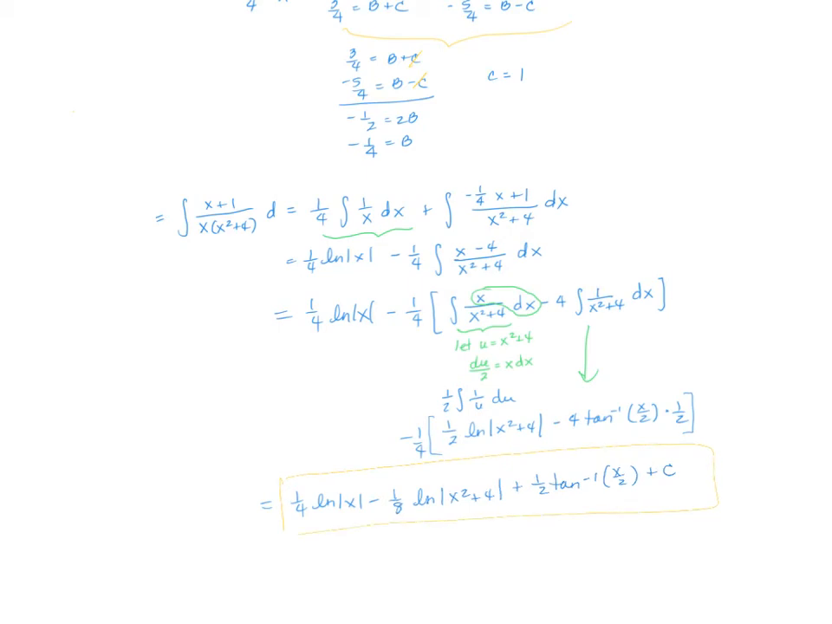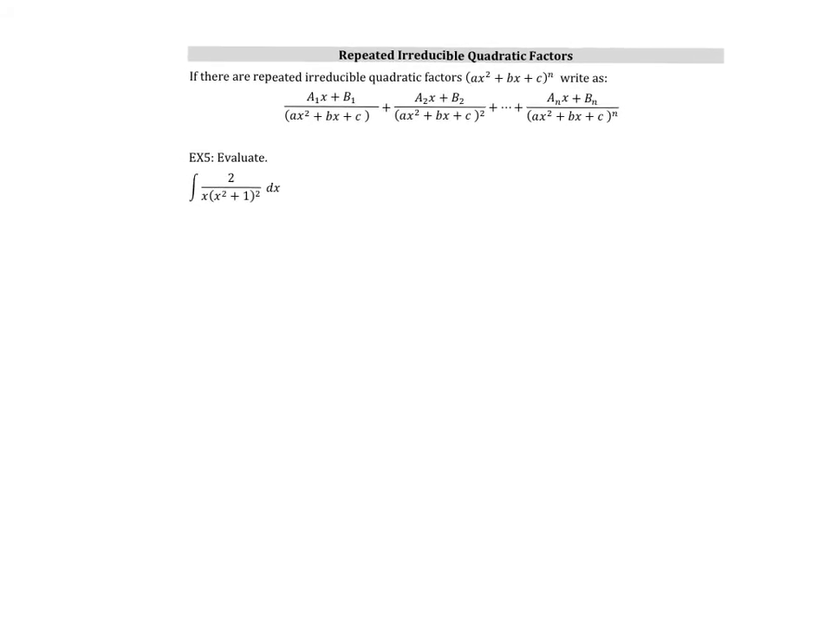Okay, so let's look at another example. What if you have repeated quadratic factors? Well, if you have repeated quadratic factors, then this is going to be a lot longer than I want it to, but we got to do it. Our denominator is already factored. I have x squared plus 1 to the second power, so I've got 2 of these, right? This is 2 over x squared plus 1, x squared plus 1.